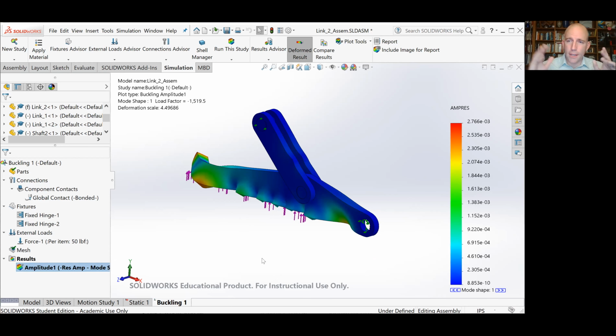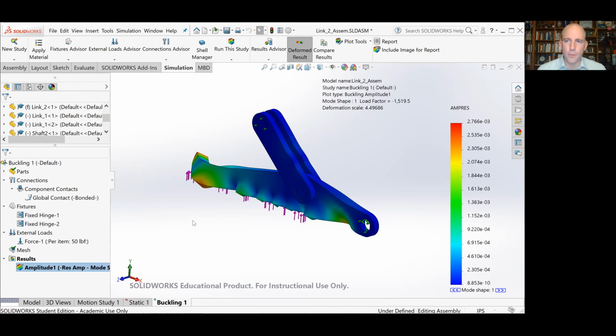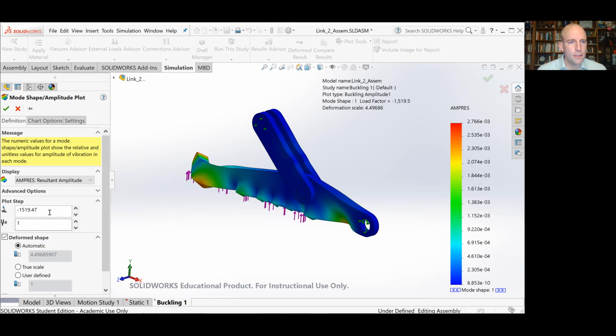Okay, I ran 100 mode shapes, and the first one we see is pretty weird and ugly and doesn't look like something that's very likely to happen. So let's edit our definition, and we'll try to find a mode shape that we like. Mode shape 1 here corresponds to a load factor of negative 1,519. Now, a negative load factor means that this is how it would buckle if we applied the force in the opposite direction.